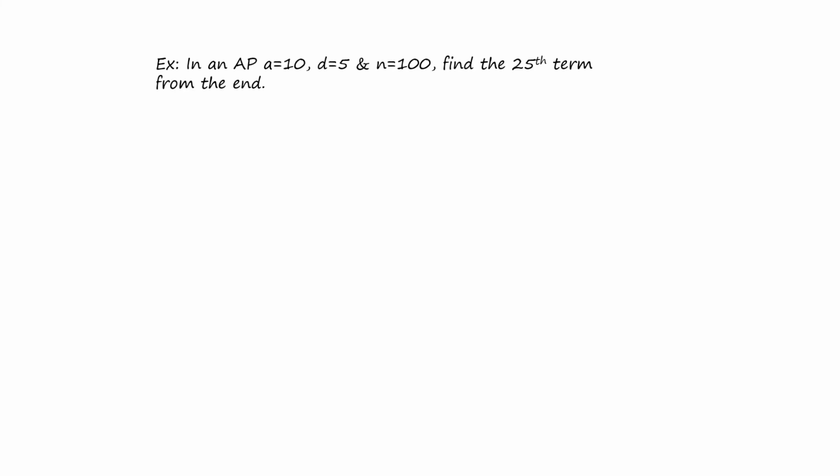In an AP, A equals 10, D equals 5, and N equals 100. Find the 25th term from the end. Friends, here A is given, D is given, N is given. But the last term L is not given, and we have to find out the 25th term from the end. So before finding the 25th term from the end, we have to first find out what L is.